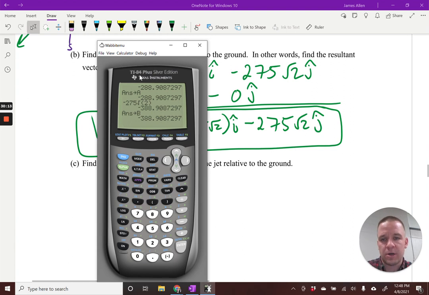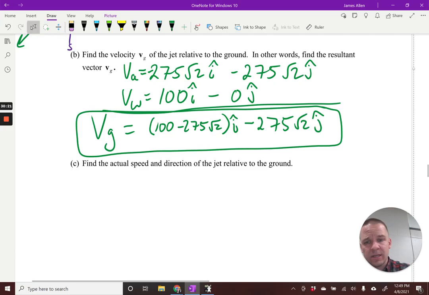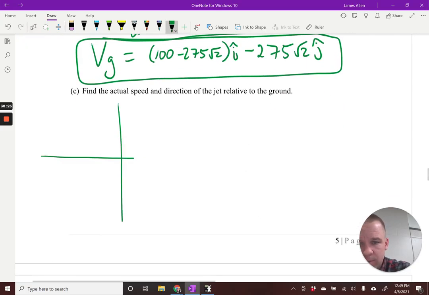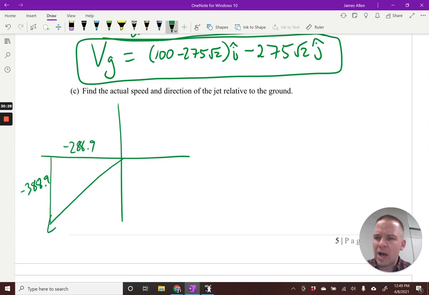All right. Now it says find it relative to the ground. So if we got roughly negative 288.9 and negative 388.9, where would that be? That would be still in my third quadrant, right? So how am I going to find my speed? Well, the speed is just the magnitude, right?